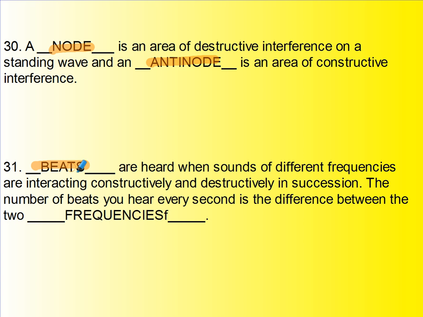Now beats are heard when you have two sounds of slightly different frequencies being played at the same time in close proximity. The number of beats you hear is the difference of the frequencies. Because remember, f beats is f larger minus f smaller, and f beats is always positive.